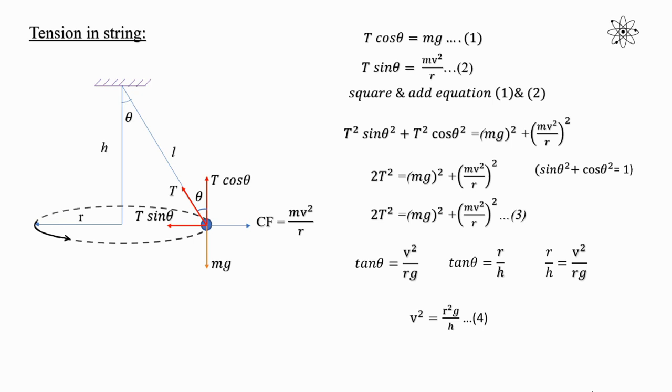Now students, substitute this equation number 4 in equation number 3. After simplification, we have the tension in the string T is equal to mg under root of 1 plus (r by h) whole square.